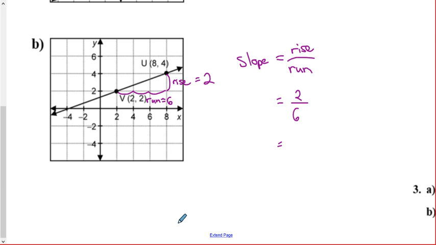Now am I done? Nope, I'm not, because I can simplify this fraction. 2 over 6, well, I can divide them both by 2 to simplify my fraction. 2 divided by 2 is 1. 6 divided by 2 is 3. So 2/6 and 1/3 are equivalent fractions. So I can write this in a simpler form as 1/3.